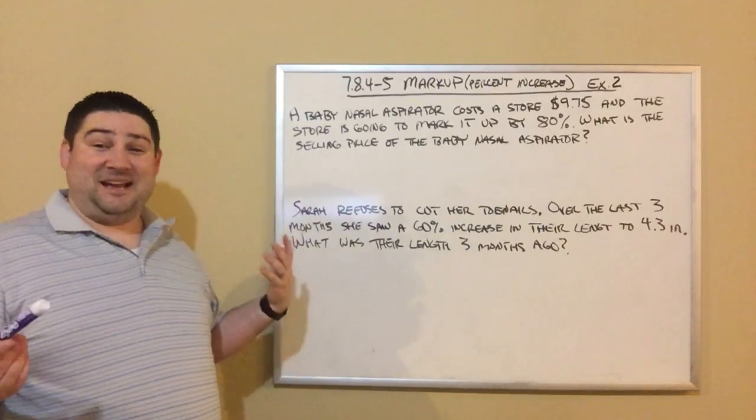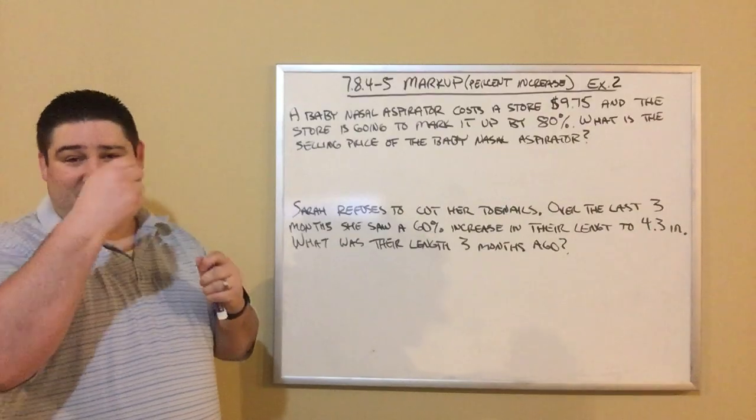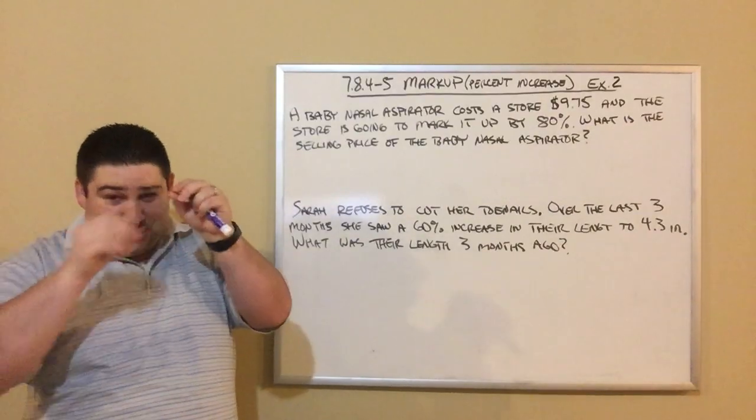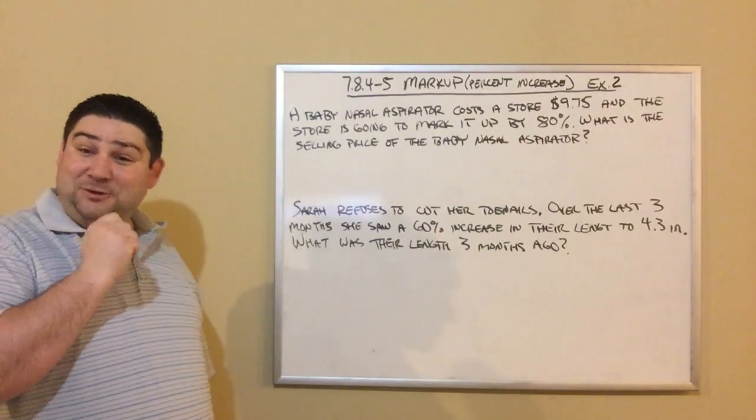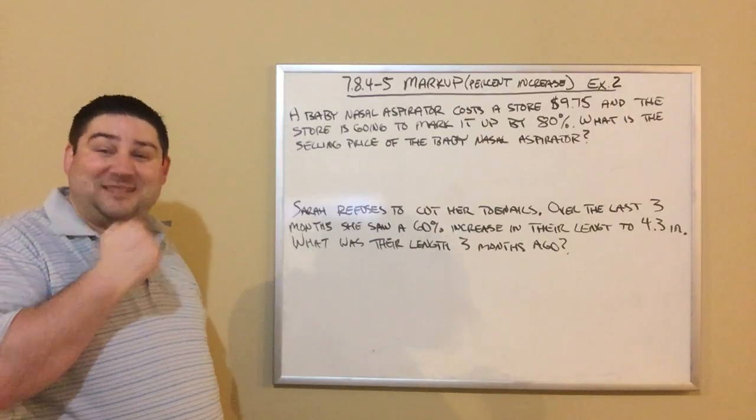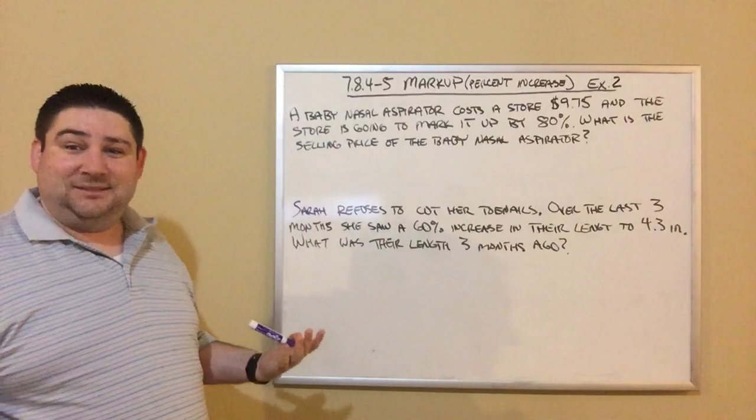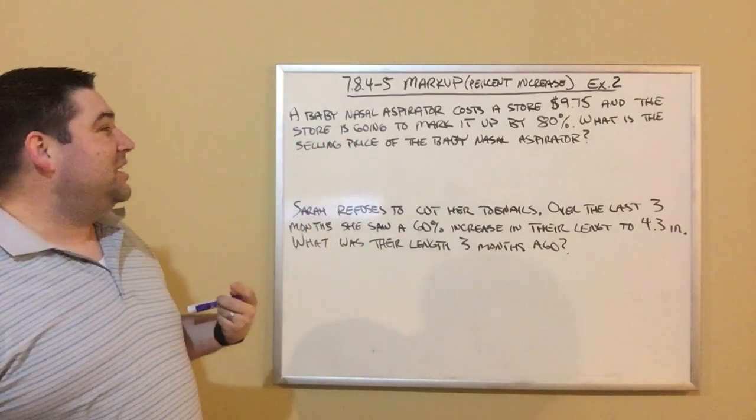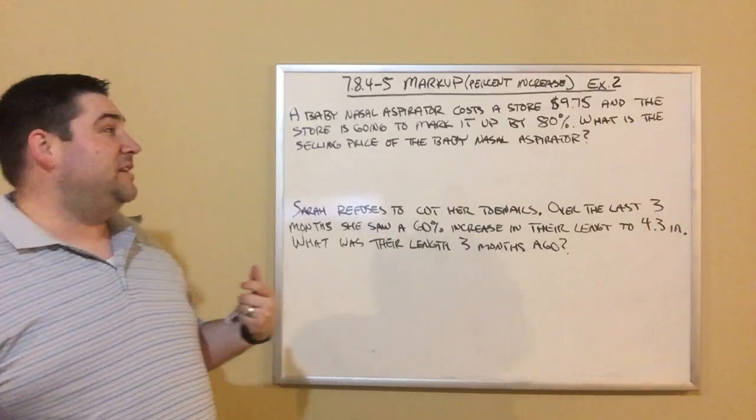A baby nasal aspirator is a little thing that you attach to the baby's nostril. And then at the other end, there's a tube that connects, and the other end of the tube is your mouth. And you suck out the baby's snot. Yes, I know, lovely. So a baby nasal aspirator costs a store $9.75.